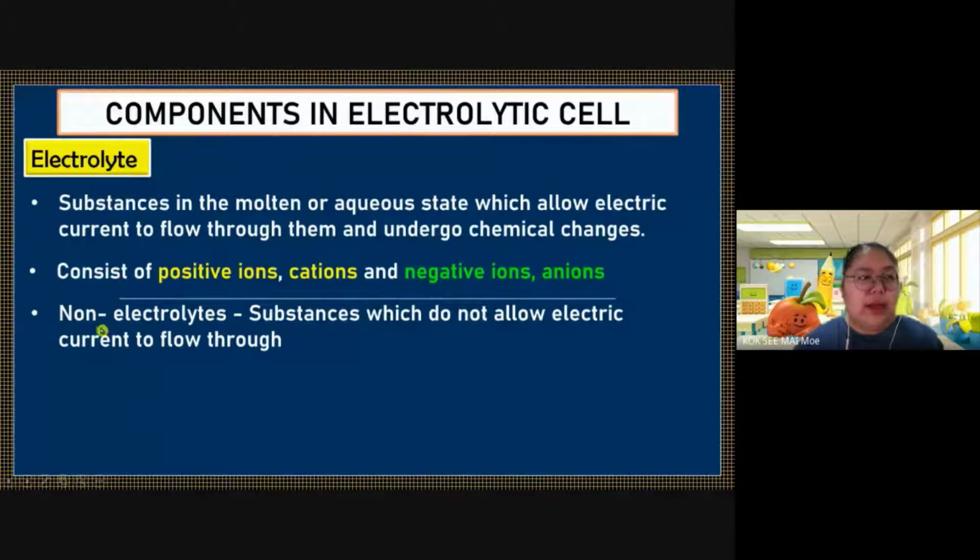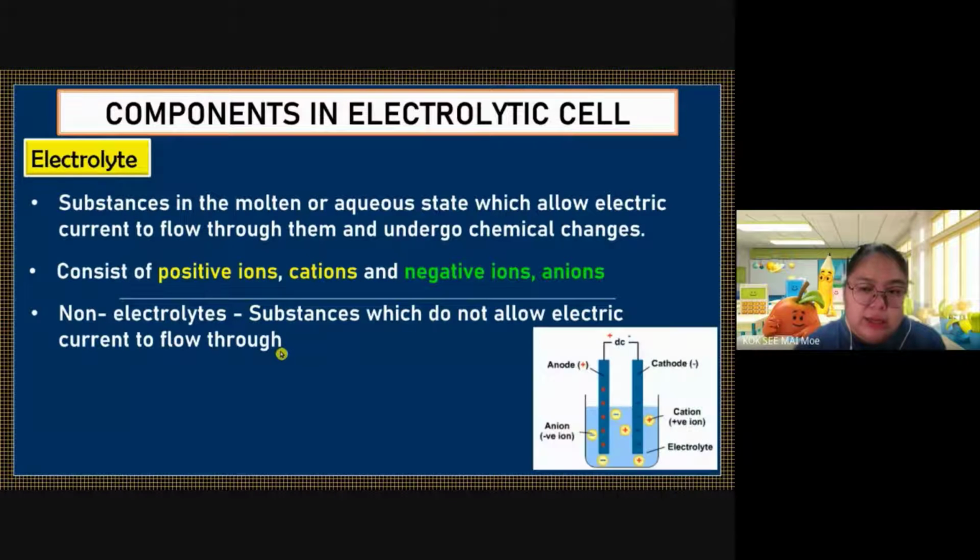Non-electrolyte means they cannot conduct electricity. It is a substance which does not allow the electric current to flow through. Not letting the current flow means it cannot produce positive ions and negative ions. When you switch on the battery, they also cannot produce ions, so this is a non-electrolyte. How do we know which can produce ions and which cannot? We're going to see the table. Later I will show you the table.